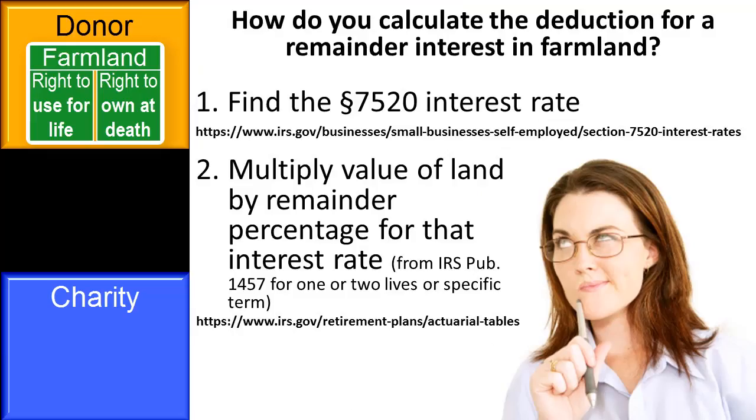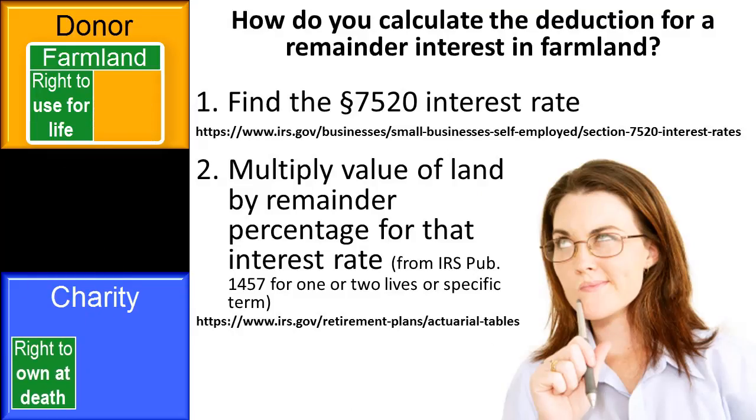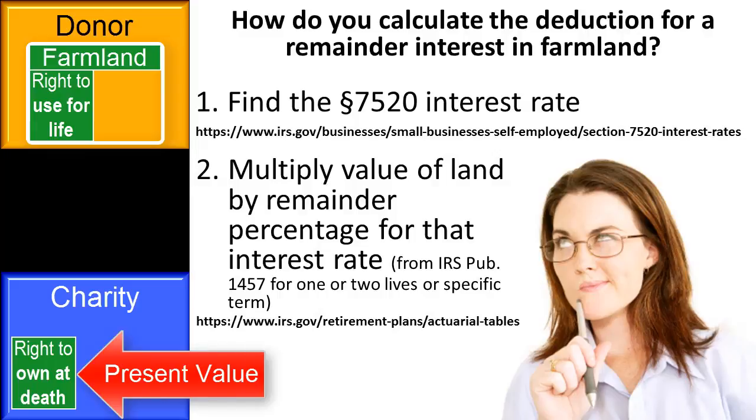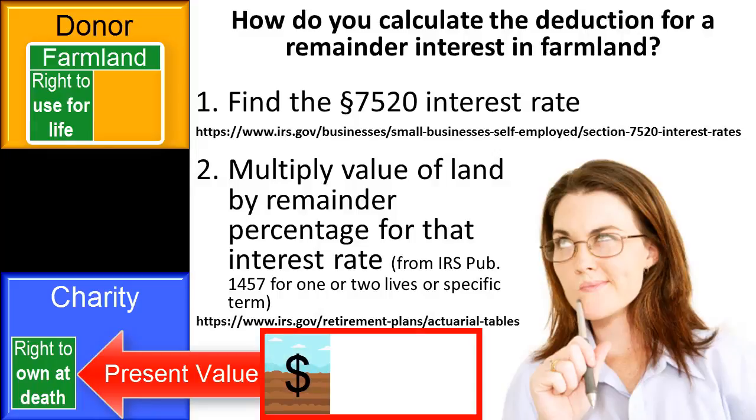Transferring the remainder interest in farmland generates a charitable deduction even when the donor retains a life estate in the property. But how much is this deduction? Certainly, the deduction will be less than if the donor immediately gave the land to the charity, but how much less? The deduction will be the present value of the right to receive the land in the future. This present value depends upon the current value of the land, the interest rate, and how long the charity would likely have to wait to receive the land.